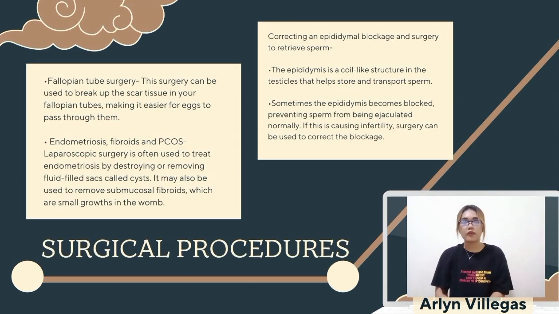The second form of treatment in infertility is surgical procedures. There are several types of surgical procedures that may be used to investigate infertility problems and help with infertility. The first one is fallopian tube surgery. If your fallopian tubes have become blocked, you may need surgery to repair them. This surgery can be used to break up the scar tissue in your fallopian tubes, making it easier for eggs to pass through them.